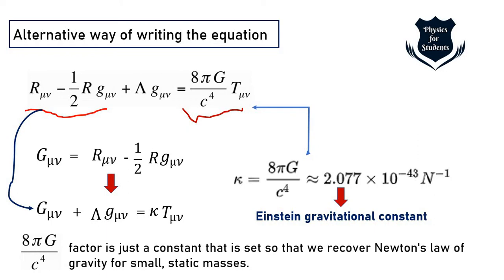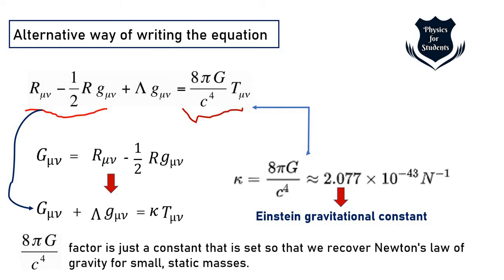We will deal with this in the later part, but just understand that 8 pi G divided by c^4 is just a constant that is set so that we can recover Newton's law of gravity for small and static masses. The c^4 part, which we will deal with in another video, is basically for dimensional reasons. The pi part comes because Einstein calculated it on a spherical mass, so obviously the pi factor will come. So this is another way of writing the equation.